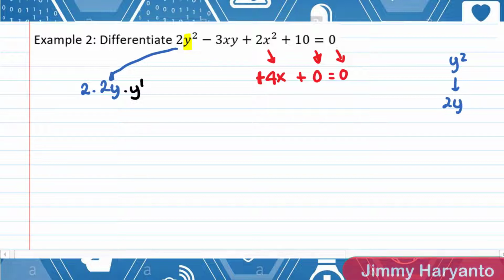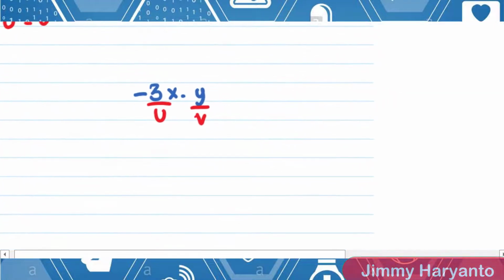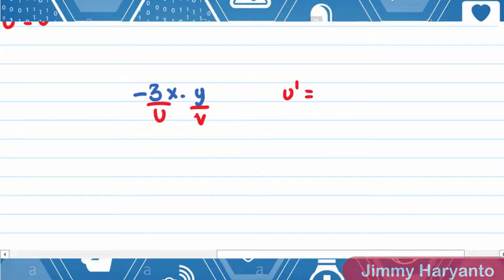And then for this one, it's also difficult for the negative 3xy because we have multiplication right there. Yeah, we have multiplication of 3x and y. That means we have to use uv. This one is u and this one is v. Okay, let's do this. So first we will prepare for the u accent.